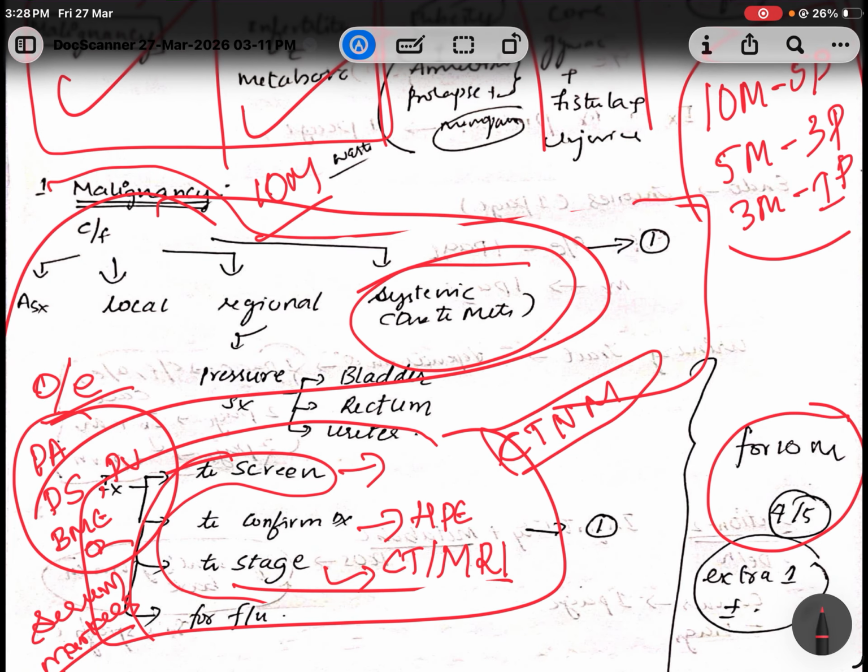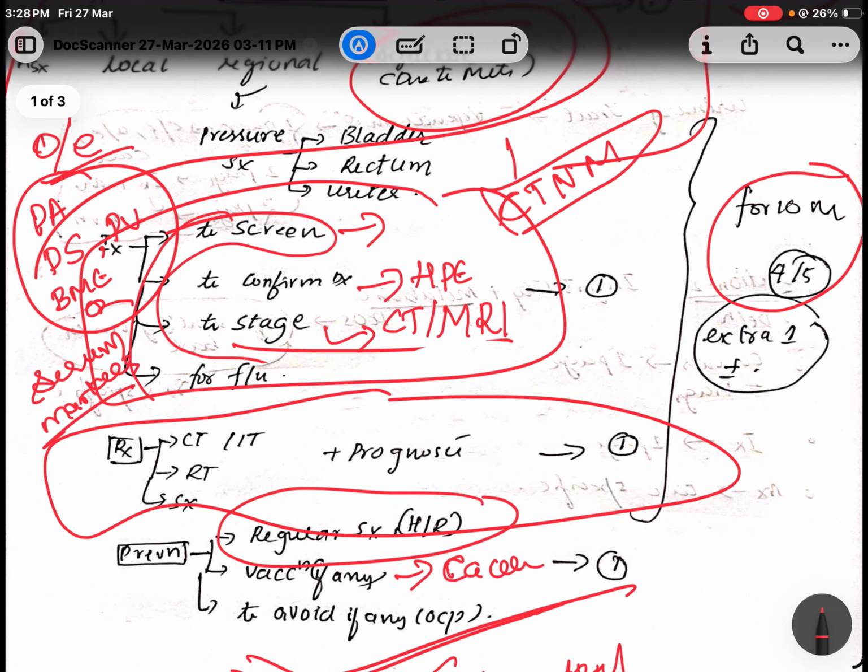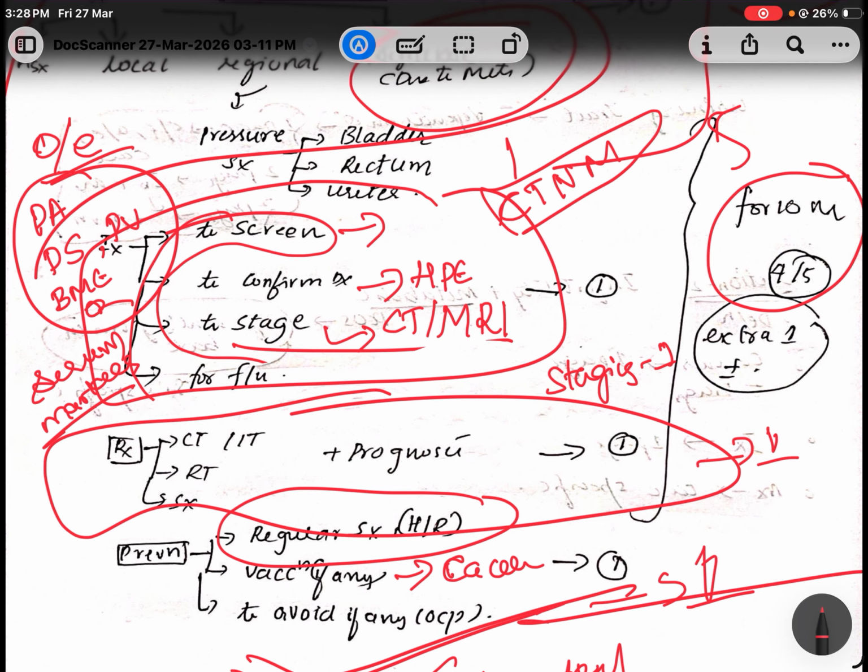This itself you can fit in one page, and staging is something which you need to write. Okay, staging requires one page, this one page, and this one page, and done. 5 out of 5 pages.